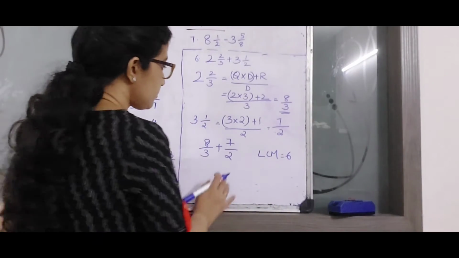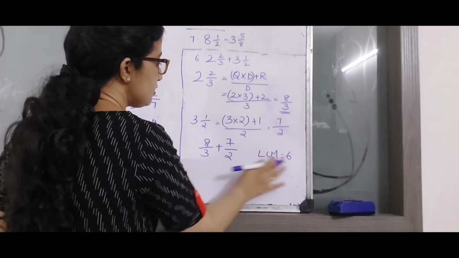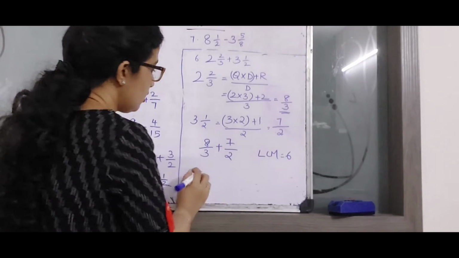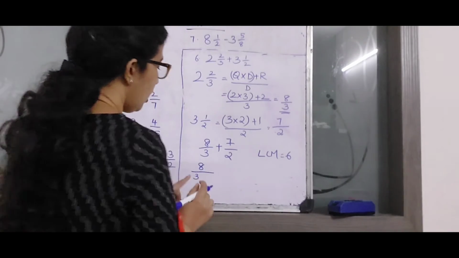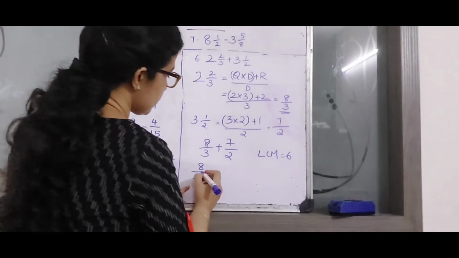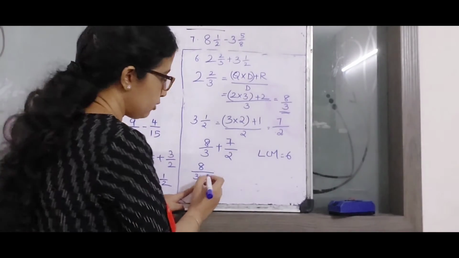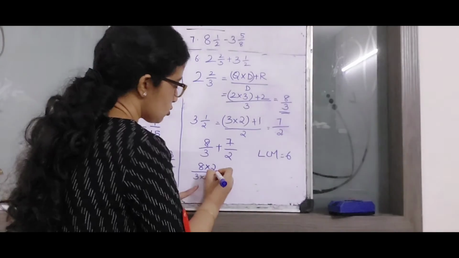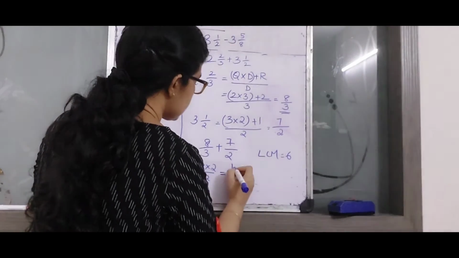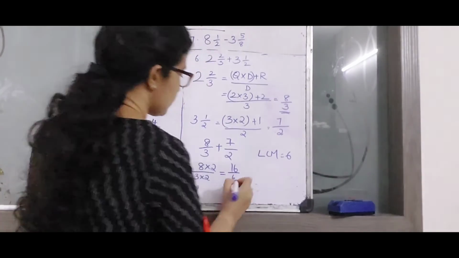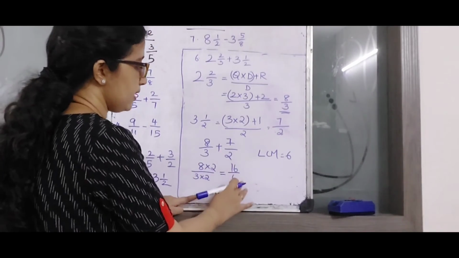Okay. Now we have to convert both the terms with 6 as the denominator. So let's take the first term, 8 by 3. How will you convert this 3 into 6? 3 into 2. If we multiply the denominator by 2, the numerator also has to be multiplied by 2. It is equal to 16 by 6. So 8 by 3 can be written as 16 by 6.